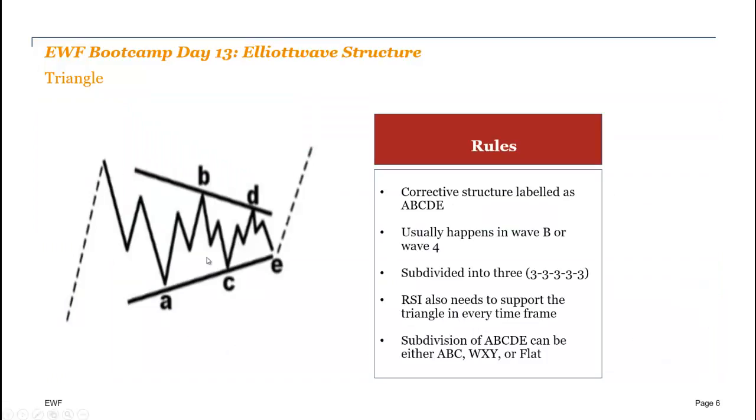Right here is the symmetrical triangle. The rules: it is a corrective structure, labeled as A, B, C, D, E. And triangle usually happens either in the wave B of an ABC, or it usually happens in the wave 4 of a 5 waves impulse. So when you see a 5 waves impulse, usually wave 4 unfolds as a triangle. Or in an ABC, usually B also can unfold in some sort of triangle. Subdivided into 3. Every leg here is subdivided into 3. You can see a leg is 3, 3, 3, 3, 3.